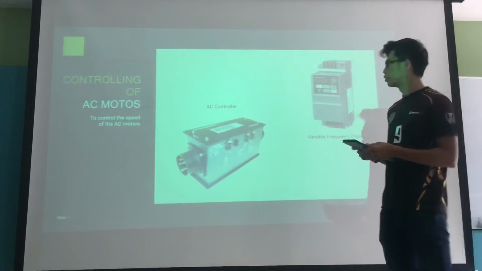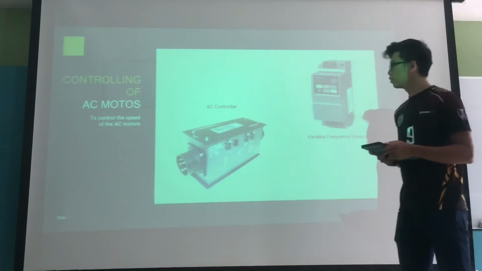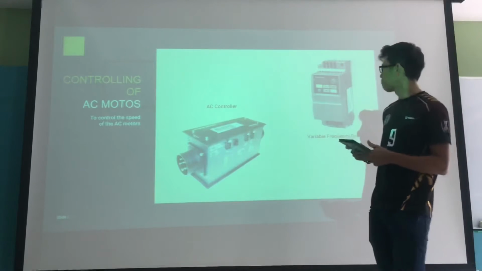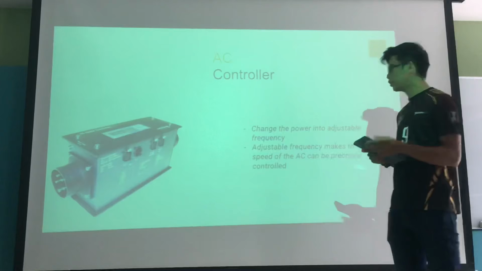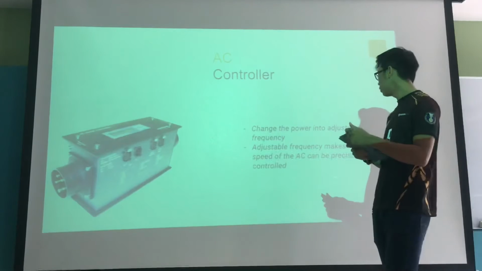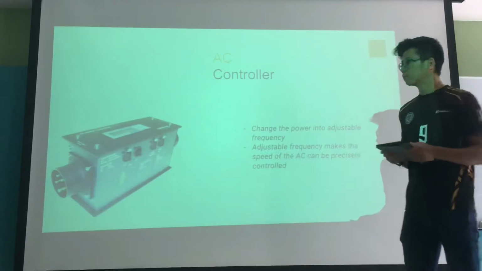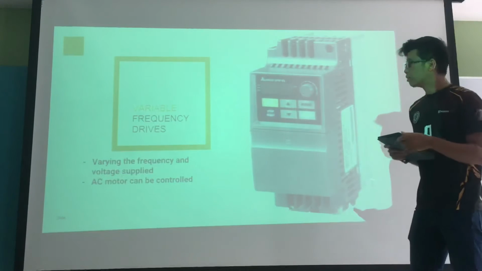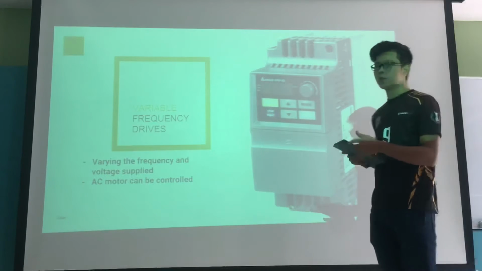Controlling of AC motors. There are devices designed to control the speed of AC motors. One is AC controller and another one is variable frequency drive. AC controller changes the power into adjustable frequency, and thus the speed of the AC motor can be precisely controlled. Variable frequency drives vary the frequency and the voltage supplied, and thus the AC motor can be controlled.